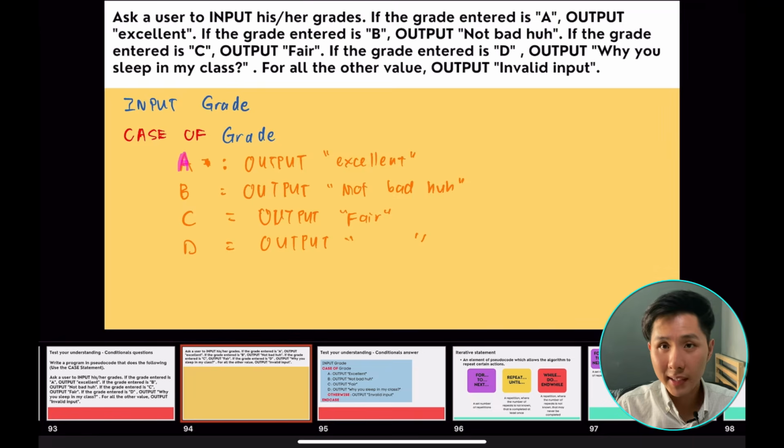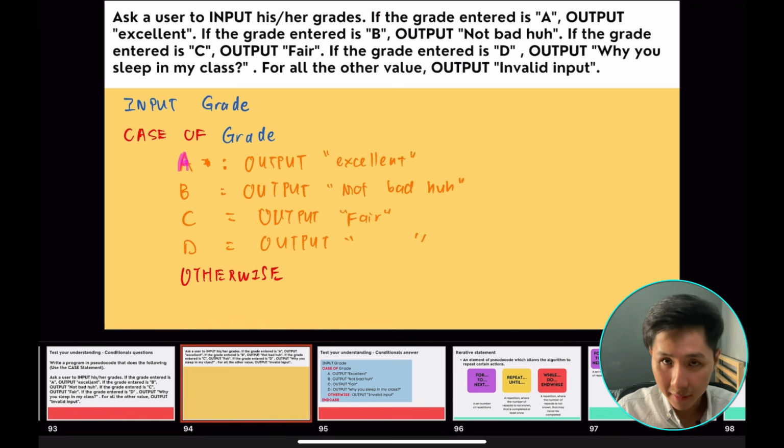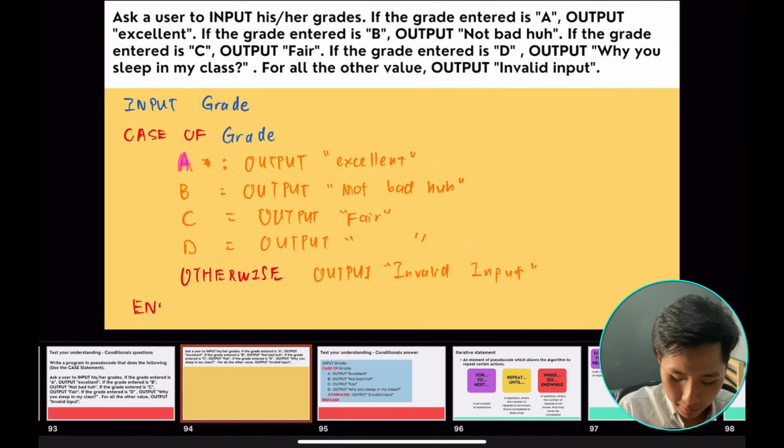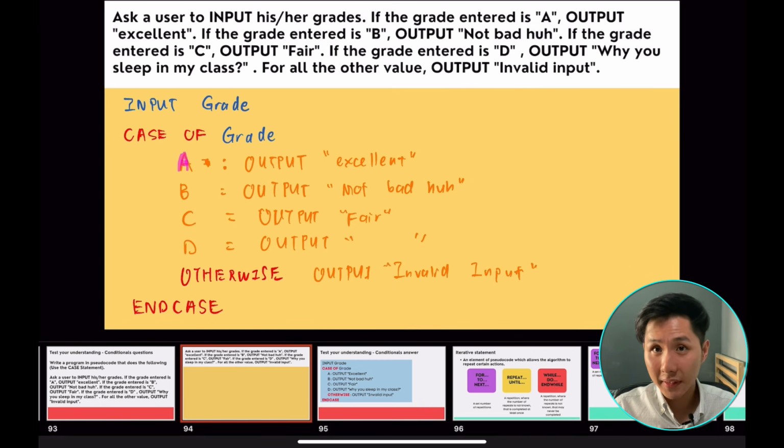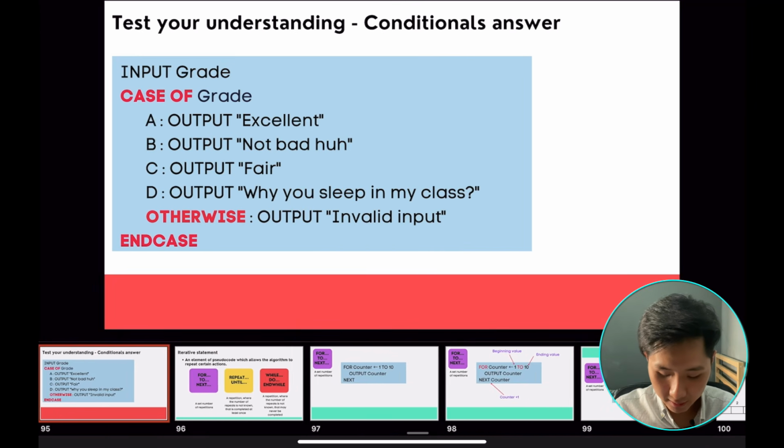And here's the interesting point. We need another keyword called otherwise, in which if the user enters a value besides A, B, C, or D, we are going to do the otherwise part. I'm going to output invalid input. Last but not least, we end the statement with an end case statement. So that's the end of this question and how we do this. So this is the answer. You can check it out.